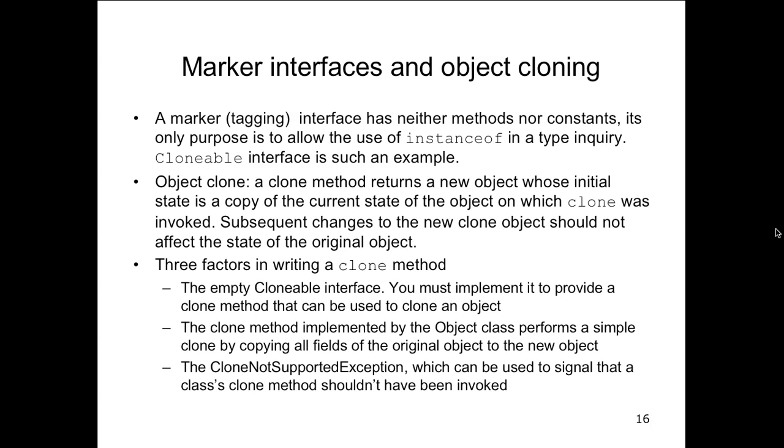A marker is a tagging system to tag something. A marker interface has neither methods nor constants. Its only purpose is to allow the use of instanceof in a type inquiry. As we saw before, when we took a look at that object Employee and assigned it to an interface Comparable, it had one compareTo method in there. What if it had nothing? It doesn't have to have anything in there. Then we've created what's called a marker interface.